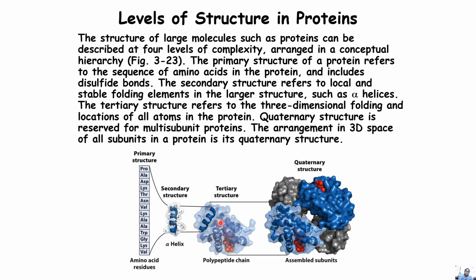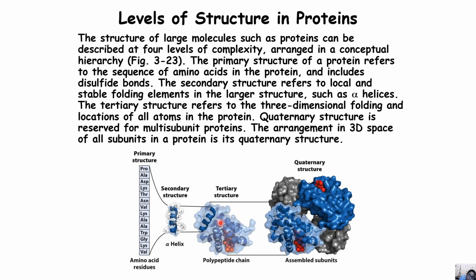Now the levels of structure in proteins. We have talked about the structure of large molecules. Such proteins can be described at 4 levels of complexity, right? They can be arranged in primary, secondary, tertiary, and quaternary stages in a conceptual hierarchy, basically.